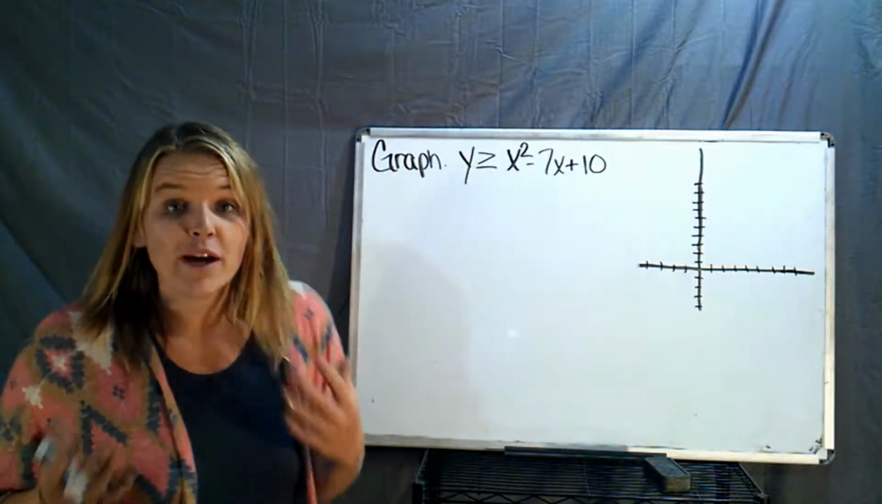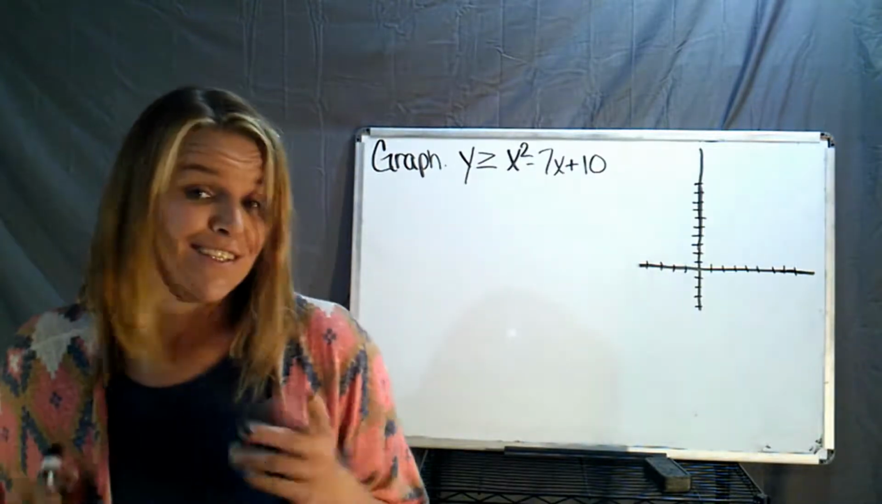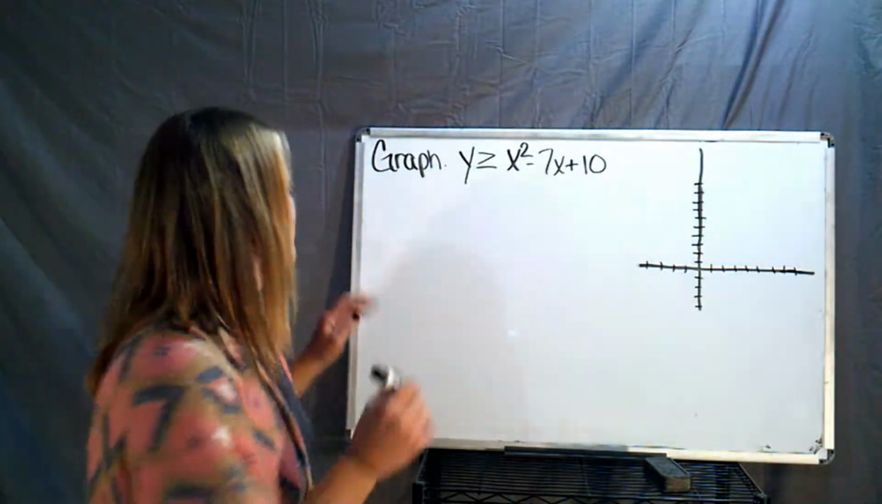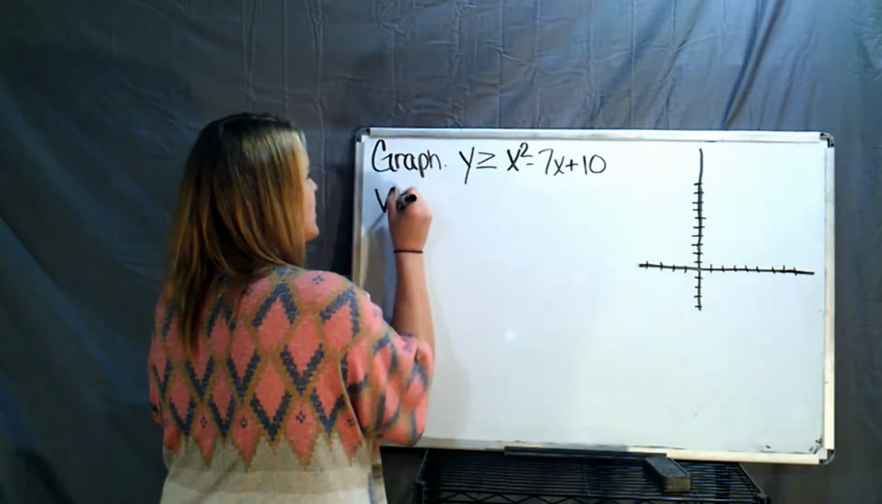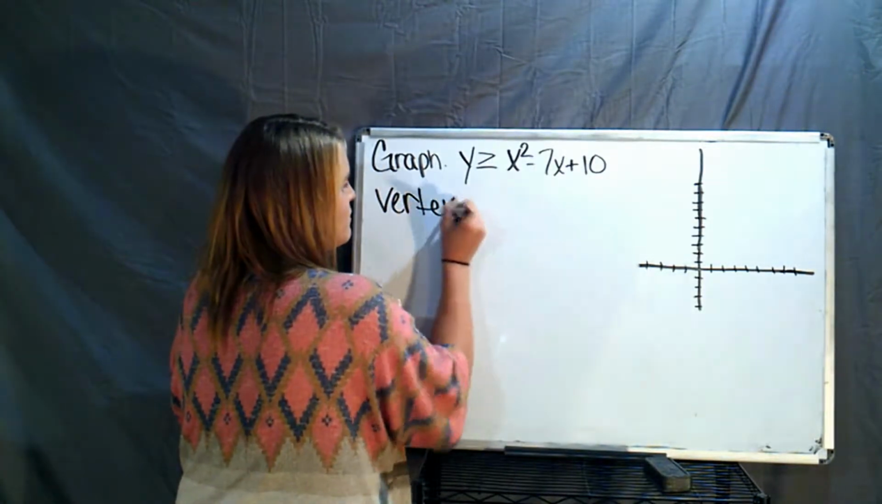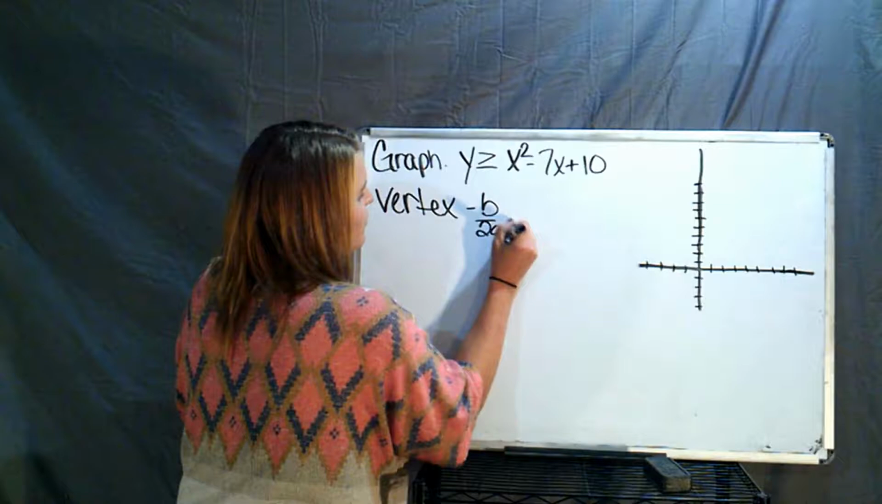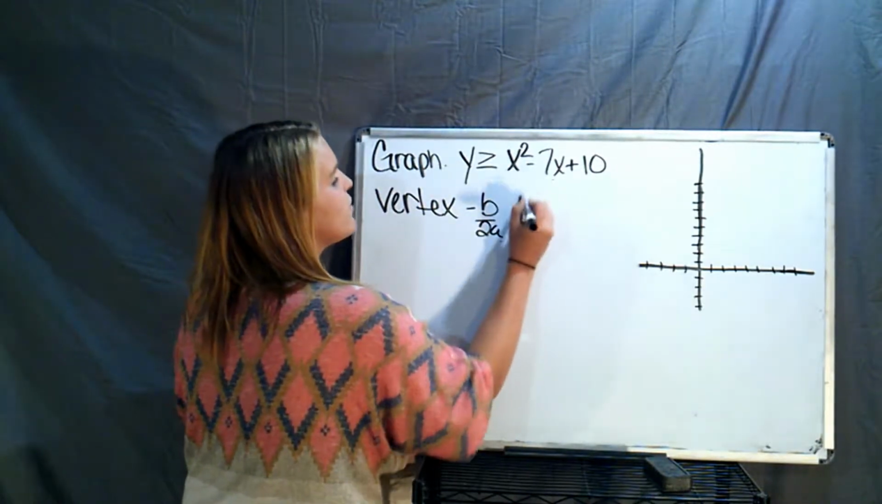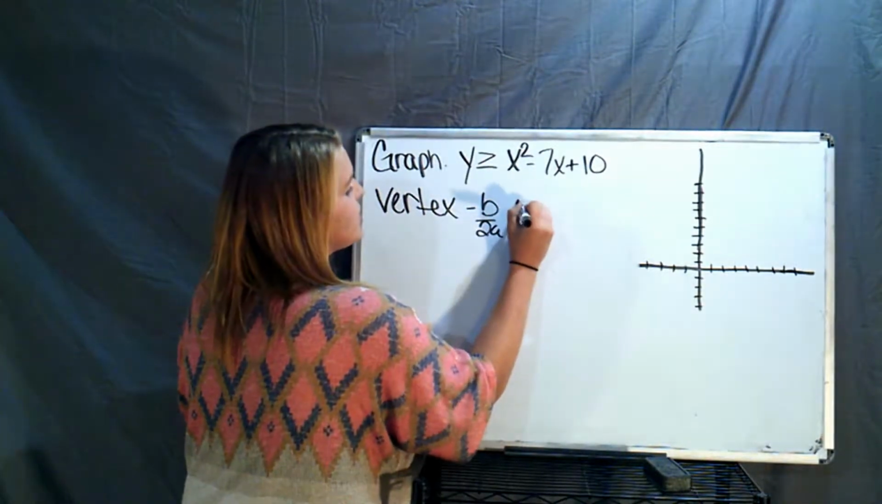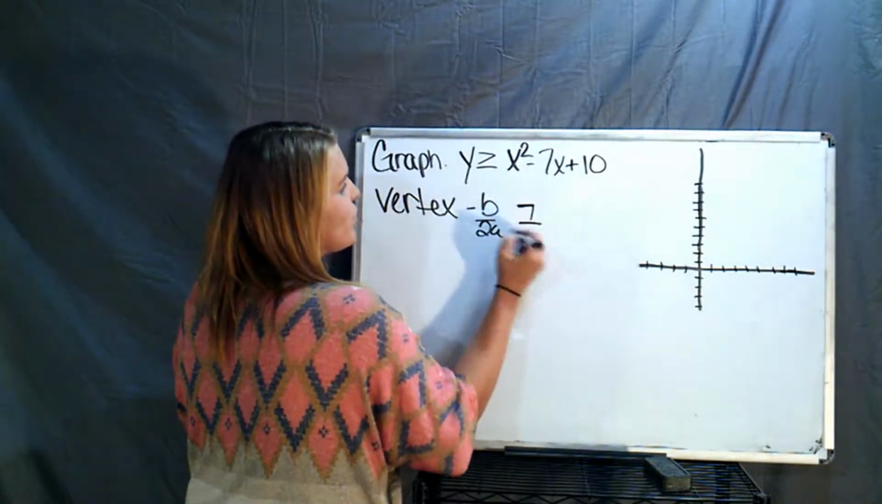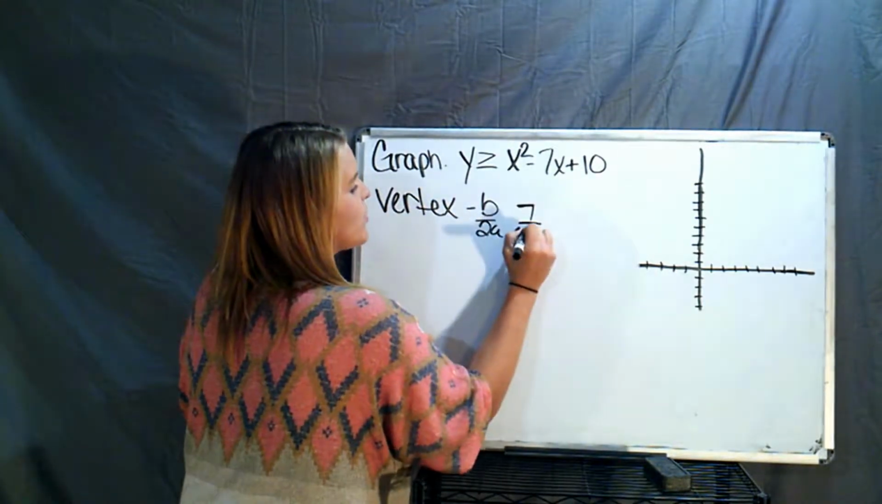So how do I find my vertex? Negative b over 2a. So I'm going to find my vertex first. Negative b would be negative 7, so we go to positive 7, over 2 times a, so over 2.